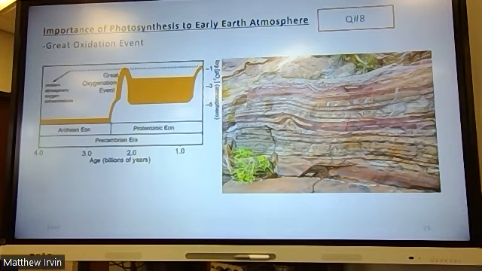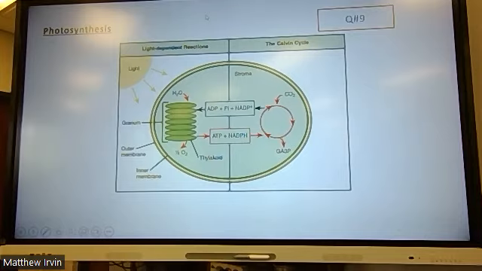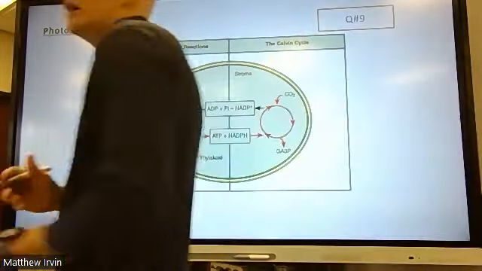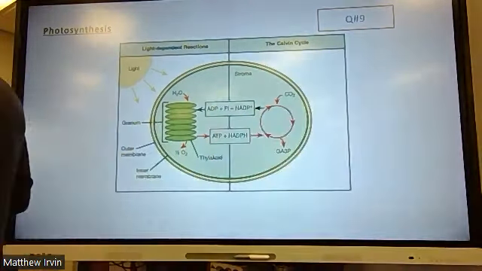So your first level of rusting, and then it built up again, and then you got another level, and now we've got enough oxygen for us heterotrophs to live. All right, so our basics for photosynthesis. We're going to do photosynthesis and cell respiration in 25 minutes. You ready? All right, so our light-dependent reaction.